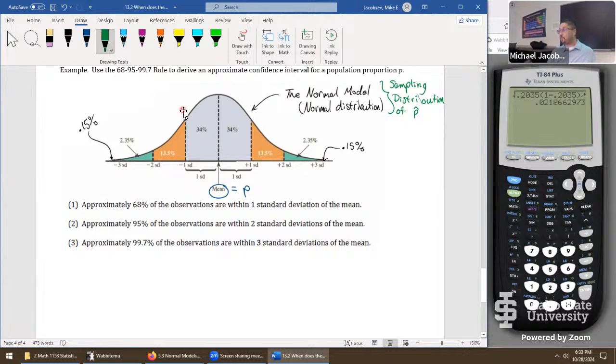Our data is categorical in the first place. And what does it say? Approximately 95% of observations are within 2 standard deviations of the mean. Remember when it says mean, they are talking about p. That's the thing that's unknown. We're about ready to estimate it, but here's our next problem.